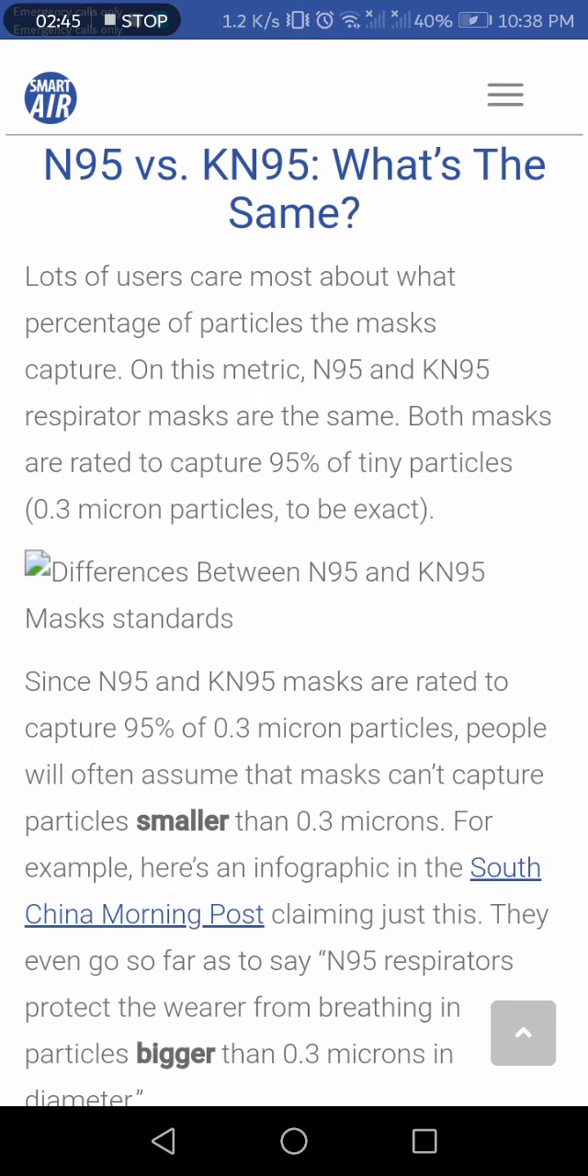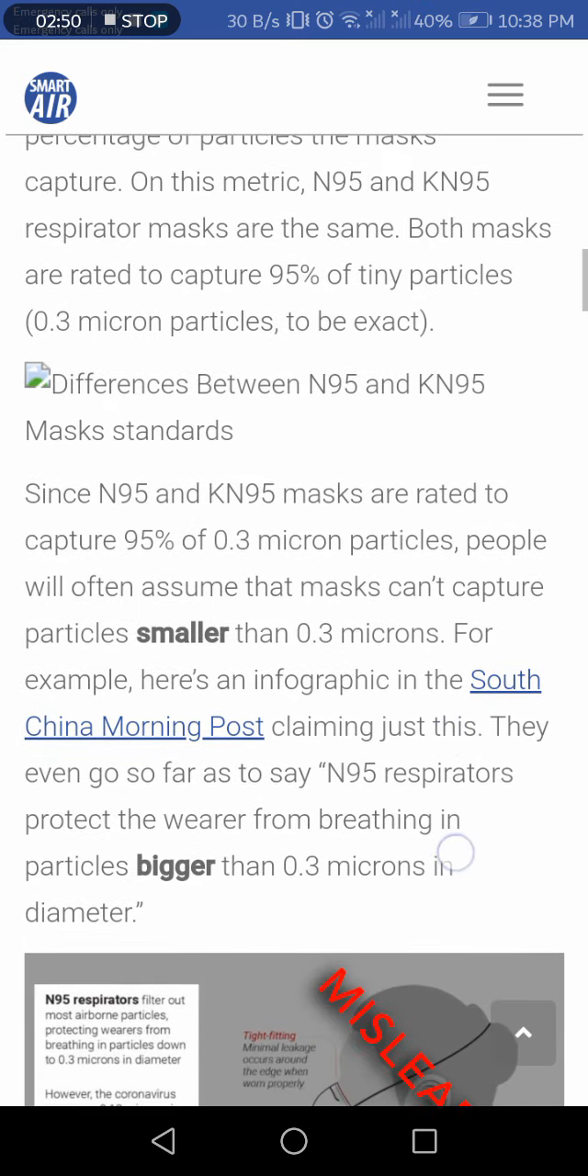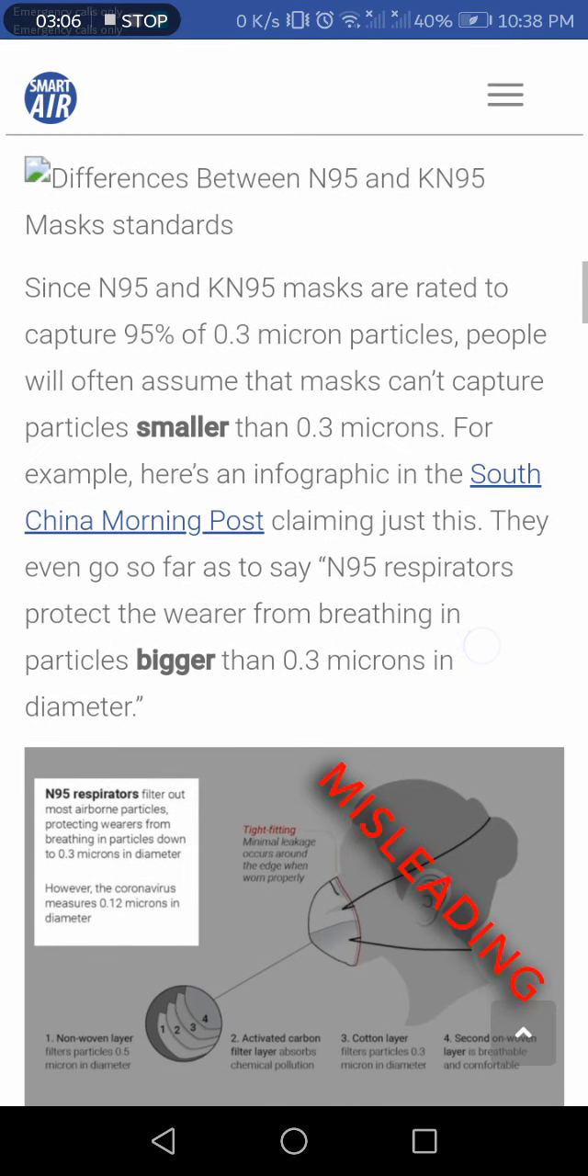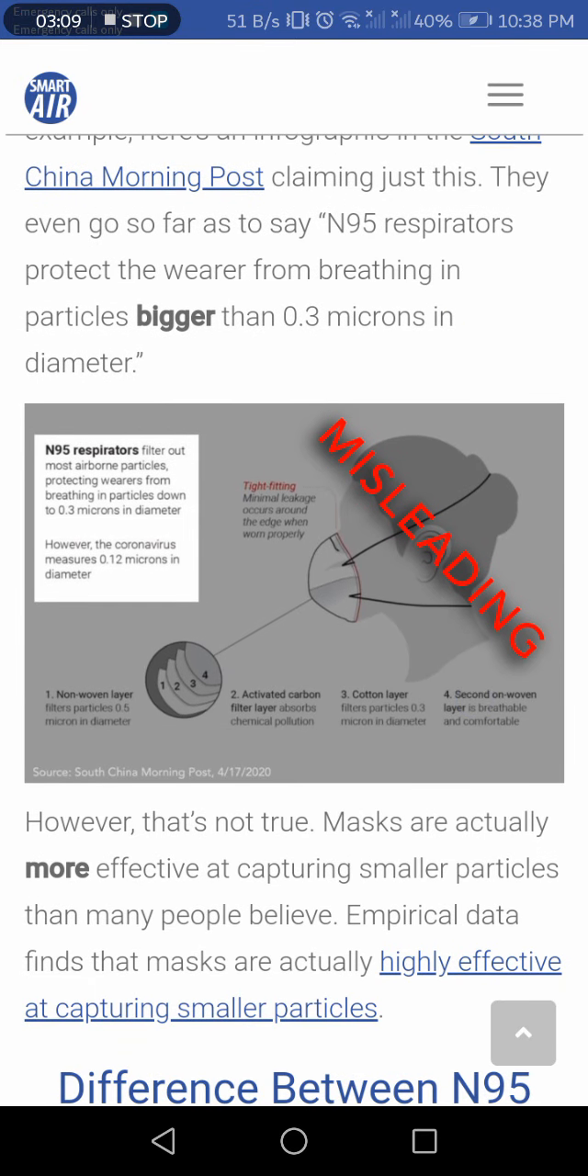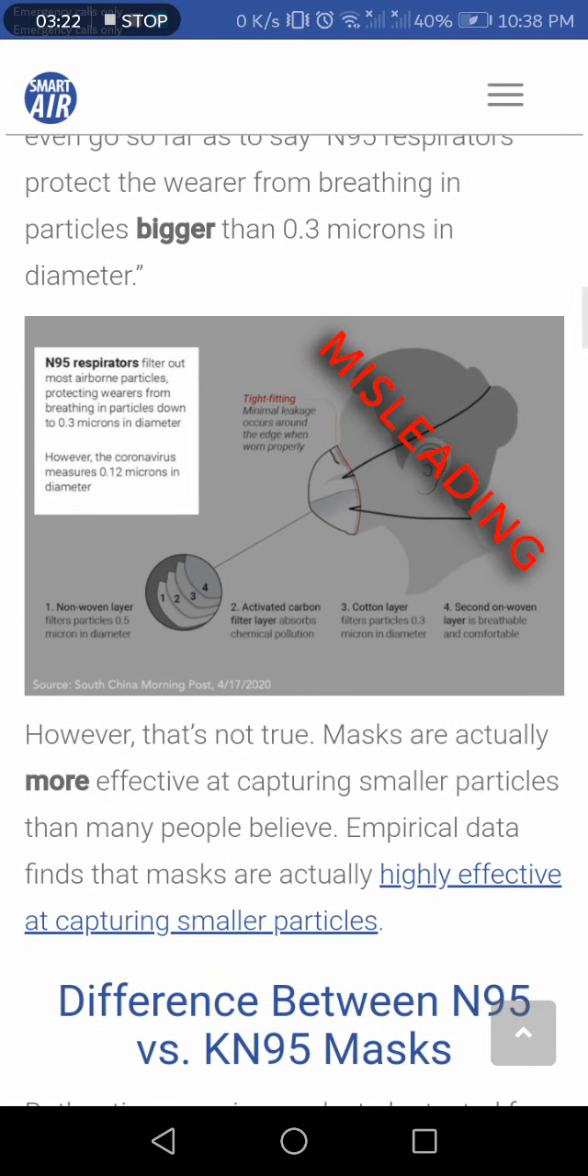For example, here's an infographic in the South China Morning Post claiming just this. They even go so far as to say N95 respirators protect the wearer from breathing in particles bigger than 0.3 microns in diameter. However, that's not true. Masks are actually more effective at capturing smaller particles than many people believe. Empirical data find that masks are actually highly effective at capturing small particles.